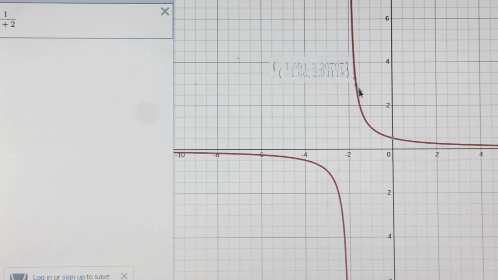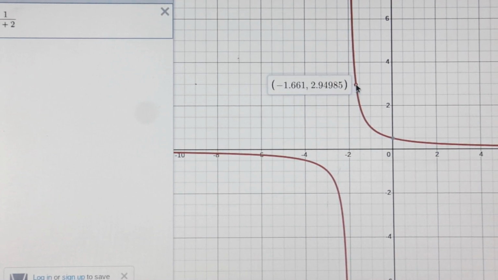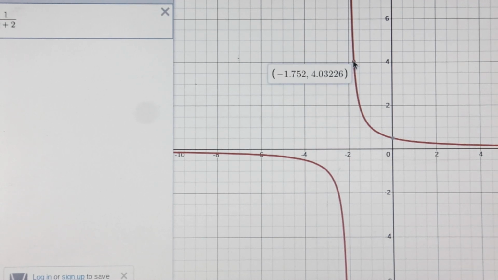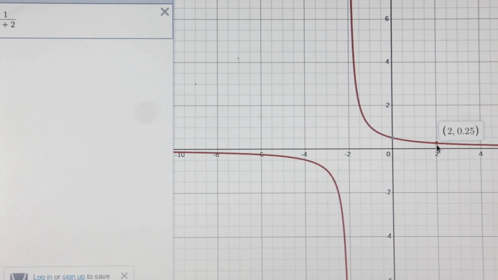I don't even know what I want to pick. So many options. Okay. I'm going to go -1, 1. I like that one. I think I'm going to go with one a little bit higher up, too. That one's a weird one, but I want it. -1.75 and then 4. And then I'm going to go with this one. 2 and 0.25. Okay.